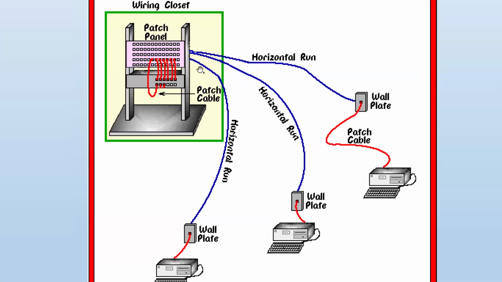Each individual jack. So here's a PC. It has a network interface card. It's connected to the wall plate. From the wall plate, there's a horizontal run that's terminated on the other side at one of those ports. So here's a jack to jack link. And from here, there's a patch cable that is connected from that port to one of the switches. So each individual PC has a designated port on the switch.